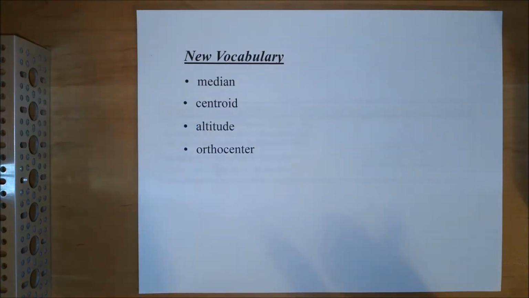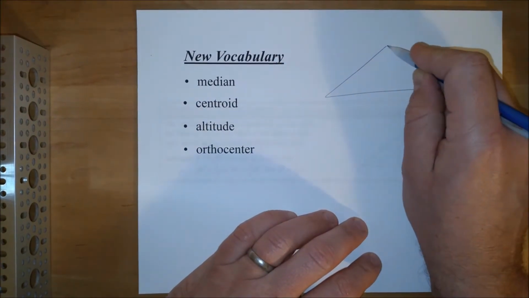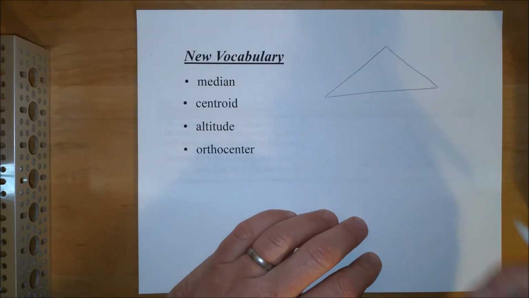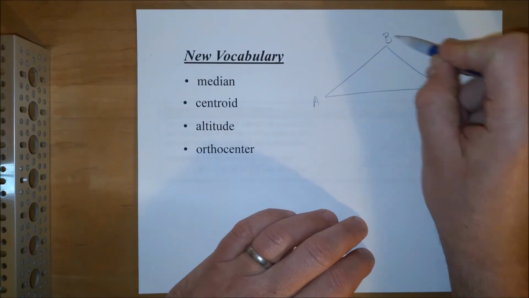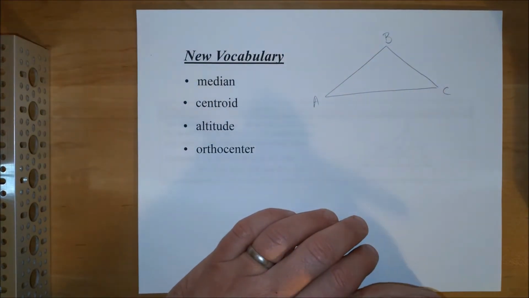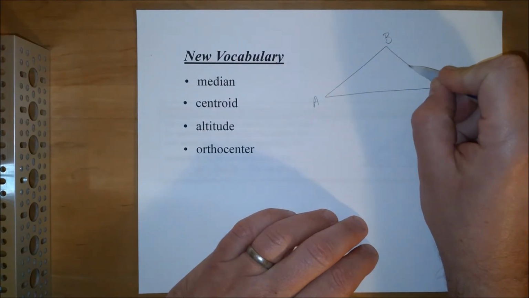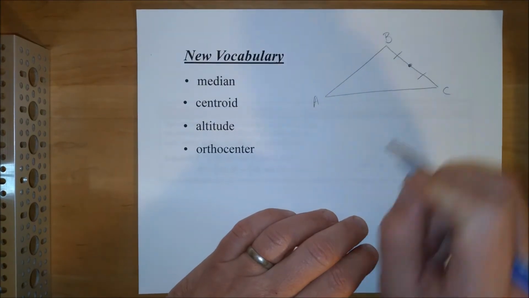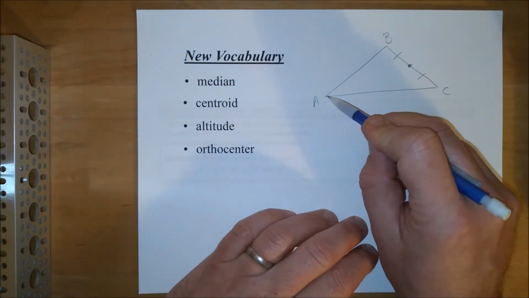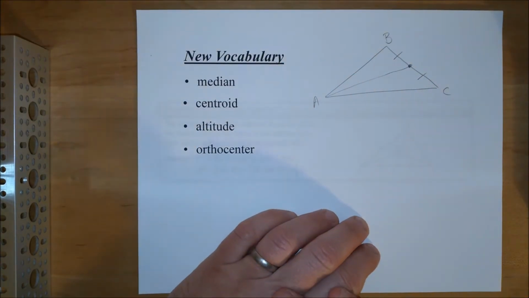Before we do that, we probably ought to define some new vocabulary. What is a median? We draw a median in a triangle. What we do is we draw a line segment from a vertex, if we call this triangle ABC. A median could be drawn from A to the midpoint of BC. So if I picked the midpoint, and I would know it was the midpoint if it was marked as such. If I connected a vertex to the midpoint of the opposite side, that would be a median.